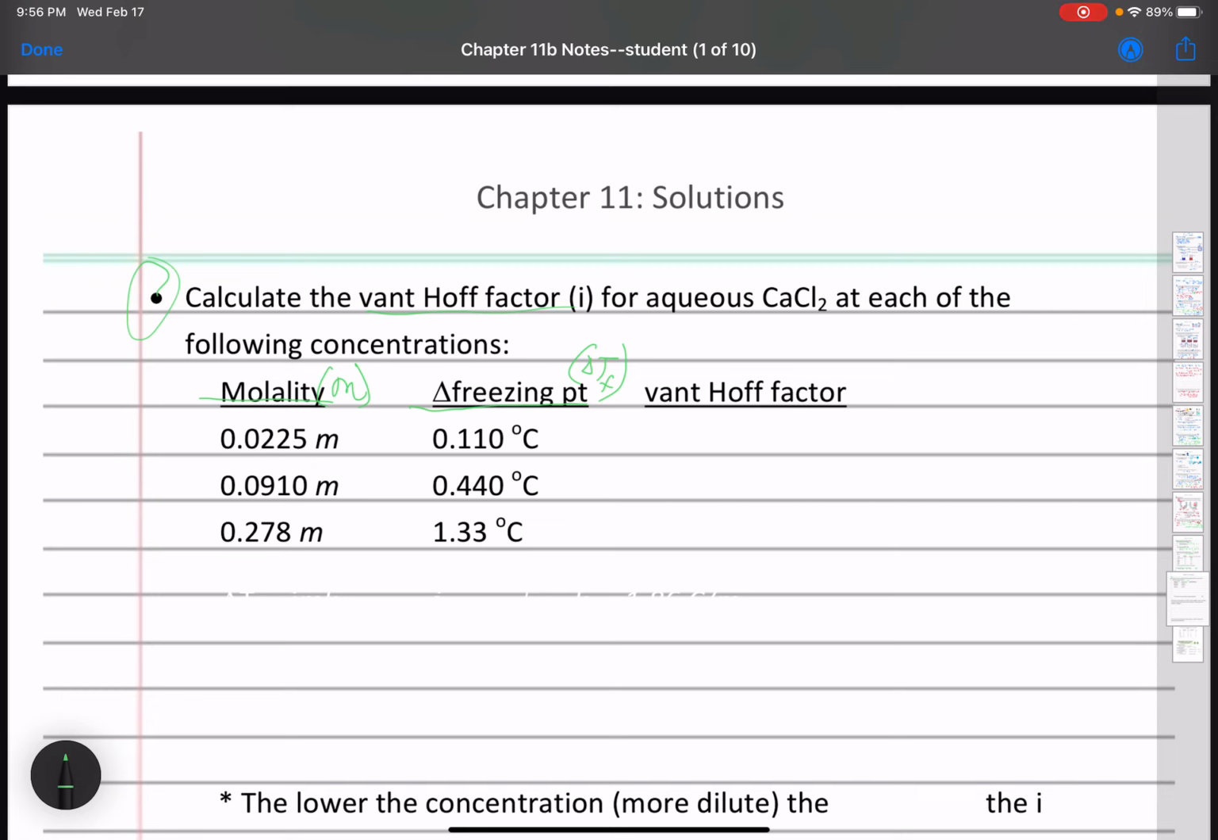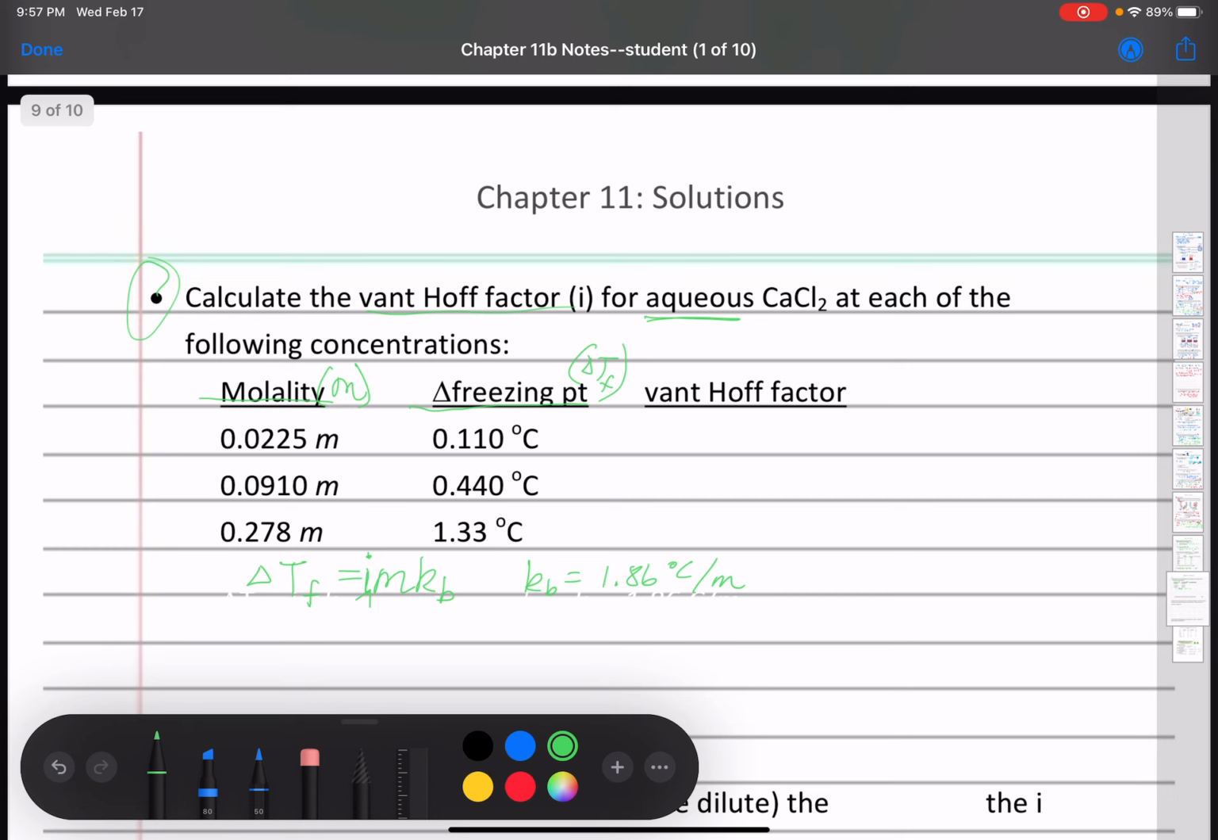So if we have, what do I want to do here? Okay, let's write out this formula. The change in freezing point is the Van't Hoff factor times the molality times the Kf, the freezing point constant. These are aqueous solutions, so our Kf is 1.86 degrees Celsius per molal. All right, so I'm just going to rearrange this equation here.